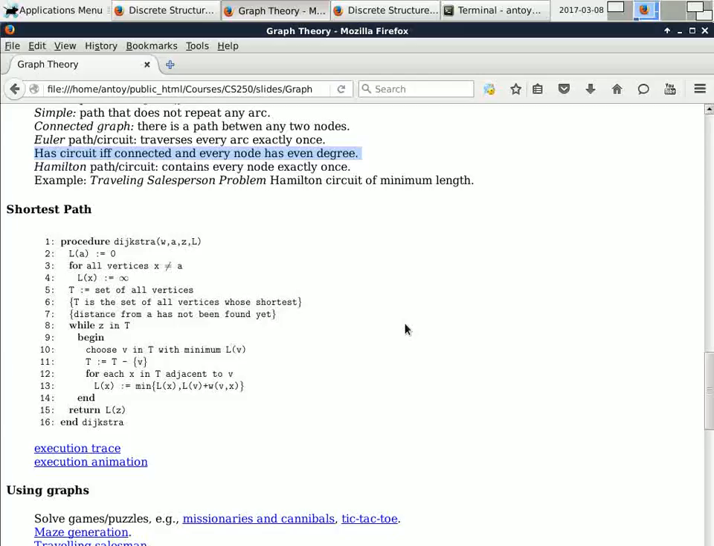So, here, what is the problem? The problem is we have a graph. I start with this one.